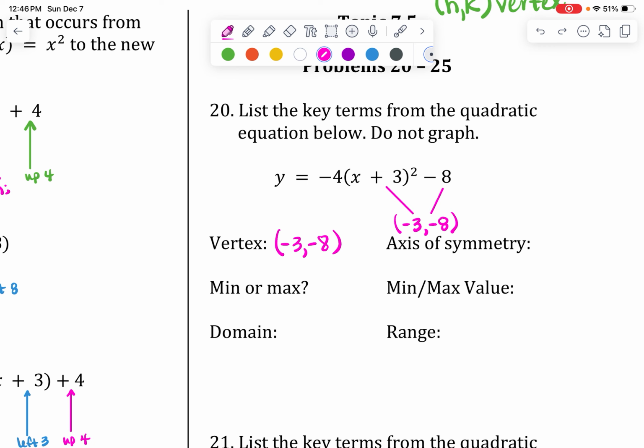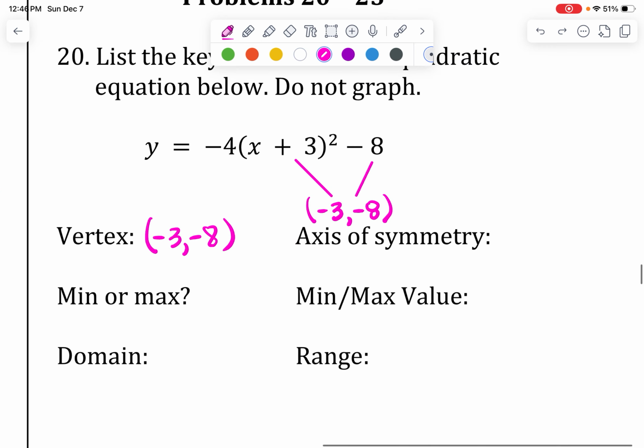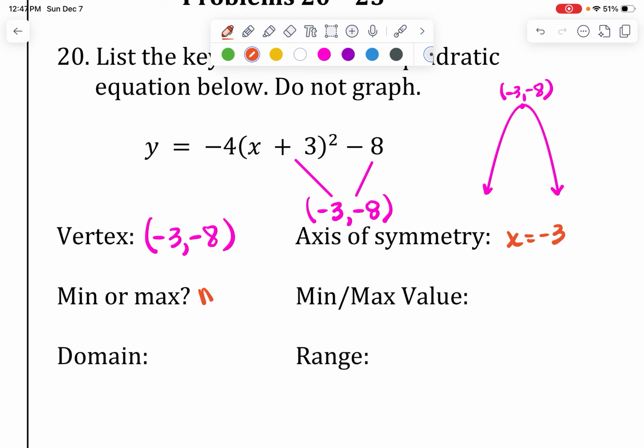So again, for the axis of symmetry, I am going to draw a little picture just really quick, just for a visual. I know this parabola opens down because it starts with a -4 and not a +4. So when I sketch myself a little visual, I'm going to draw a downward facing parabola, and then put that vertex point at the top and label it (-3, -8), because every single one of these other answer choices totally stems from that vertex. All right, so here we go. The axis of symmetry is going to be x equals -3, of course. Is it a min or a max? Well, it's definitely a max because it's at the top of the parabola since it opens down.